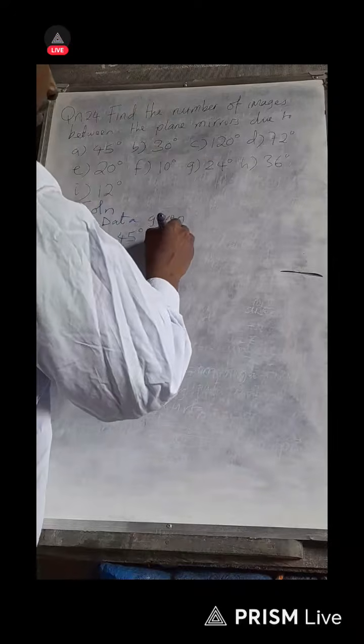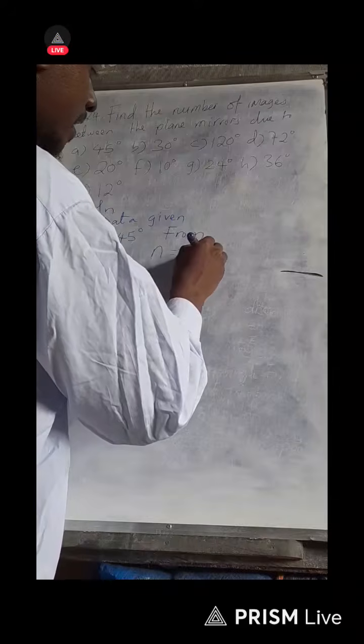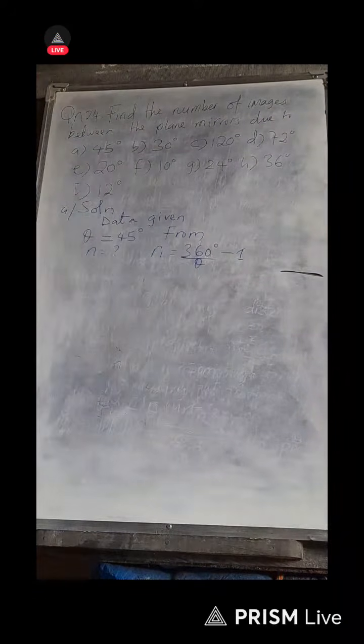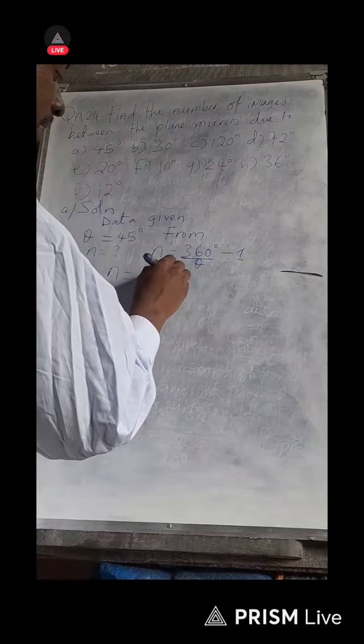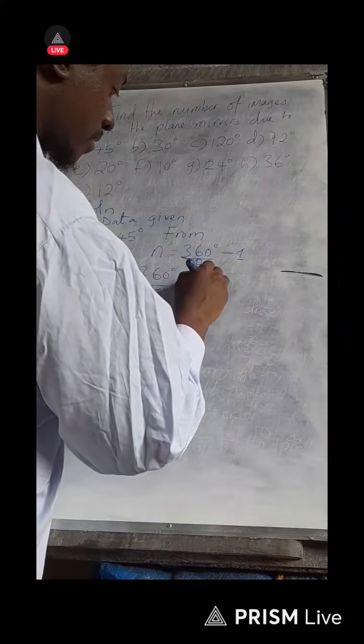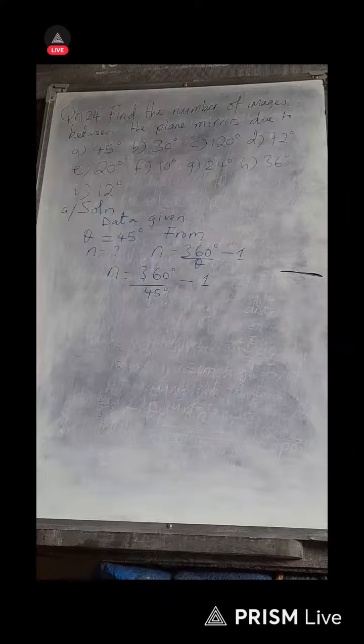From the formula, we know the number of images is equal to 360 degrees over theta, minus 1. This is a very important concept we normally use in these materials. N is equal to 360 degrees divided by 45 degrees, minus 1.